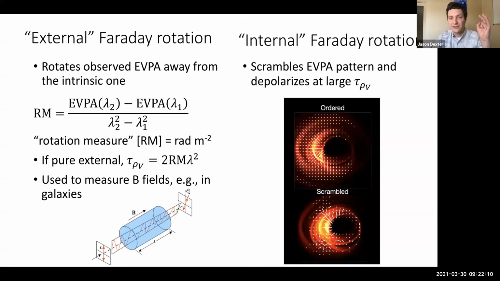Okay, then if we measure, this effect goes like lambda squared. And so if we measure then the EVPA at two different wavelengths, we can measure what's called the Faraday rotation measure, RM, usually expressed in these weird units of radians per meter squared. And if we're in this purely external model, then our Faraday depth is related to our RM measurement like this. And that means that we can measure properties of this cylinder, this so-called screen, which is causing the Faraday rotation along the line of sight.